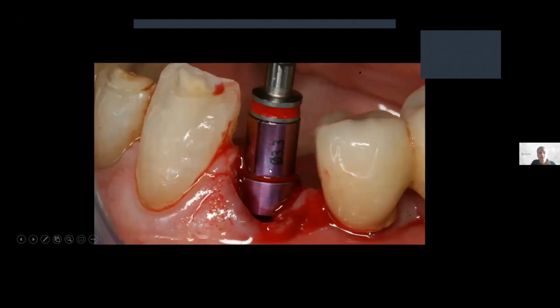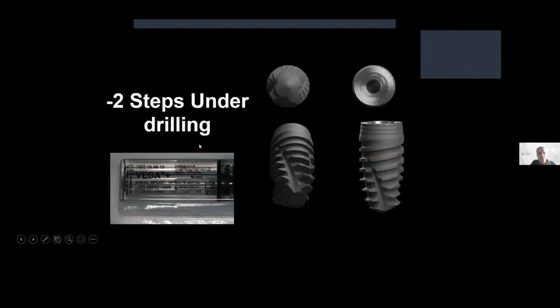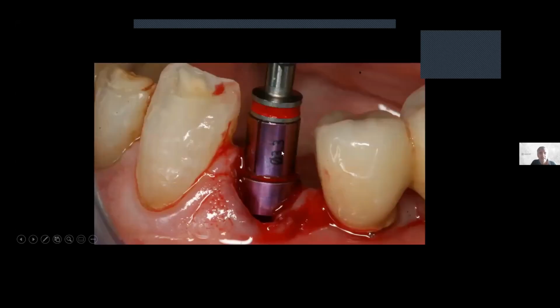This is a 3.3, so we will place here a conventional implant. We will place a 3.5 implant, but we decided to under drill 2 steps. So we placed a 4.6 millimeter implant in this case, okay, with this drill.